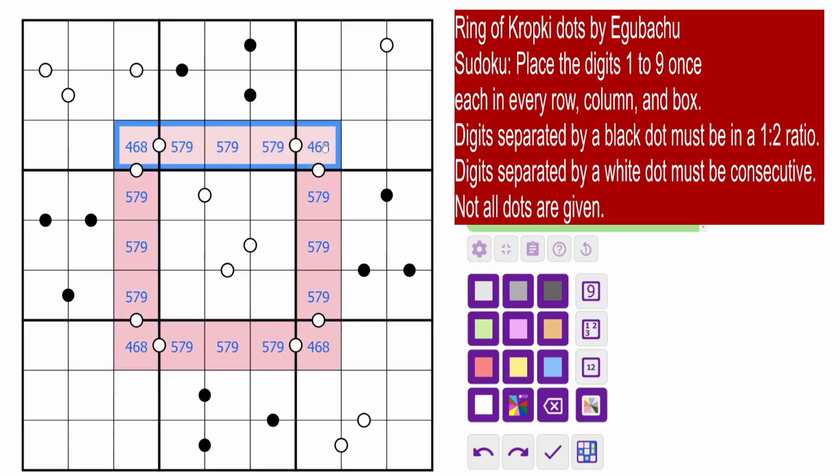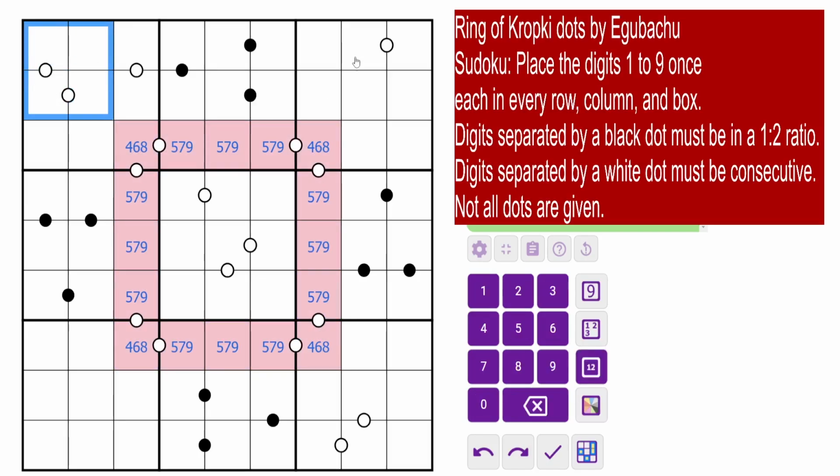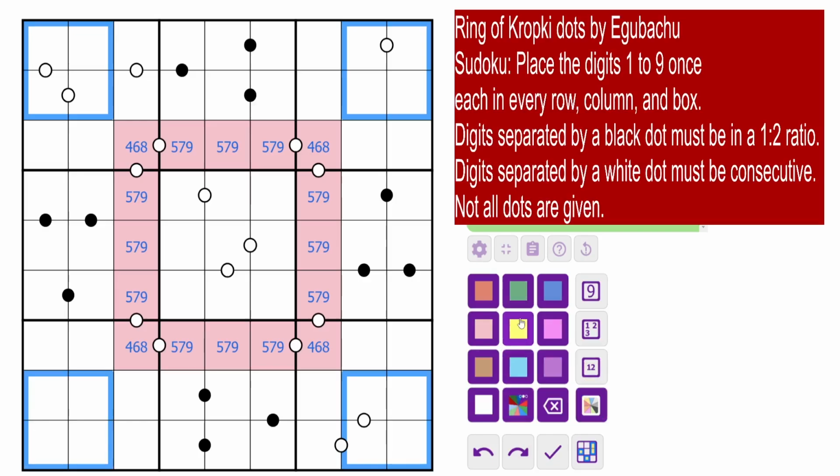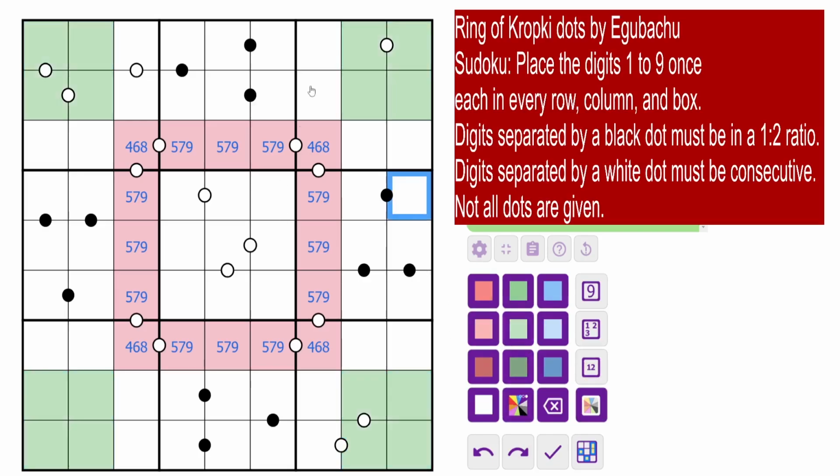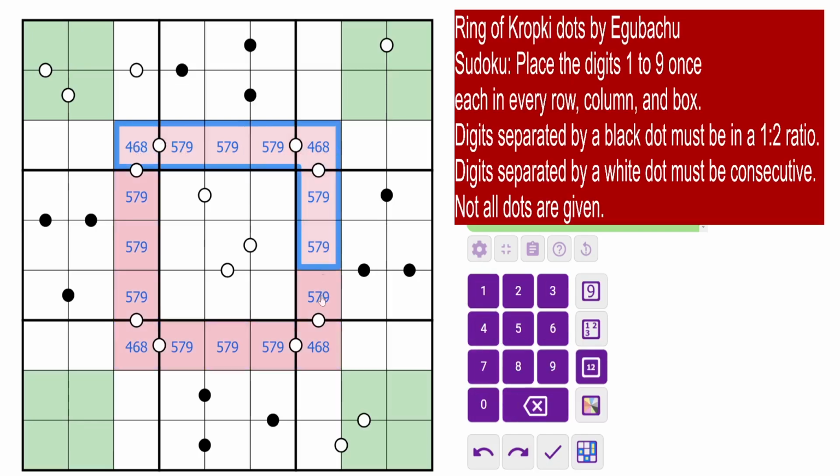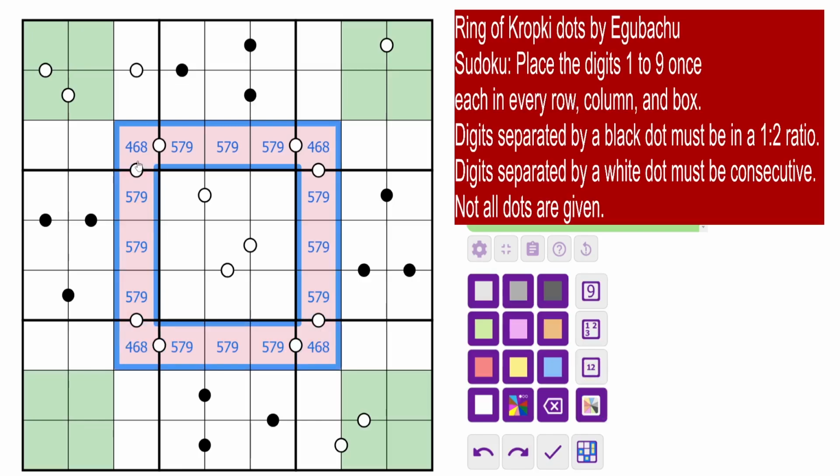So what is the Fishnometer ring? It's this ring, and basically the digits in this ring are the same as all the digits in this ring. So all the digits in this light green should be the same as the digits in the light pink or light red, and that's the Fishnometer ring theorem, or Fishnometer rule set, whatever you want to call it.